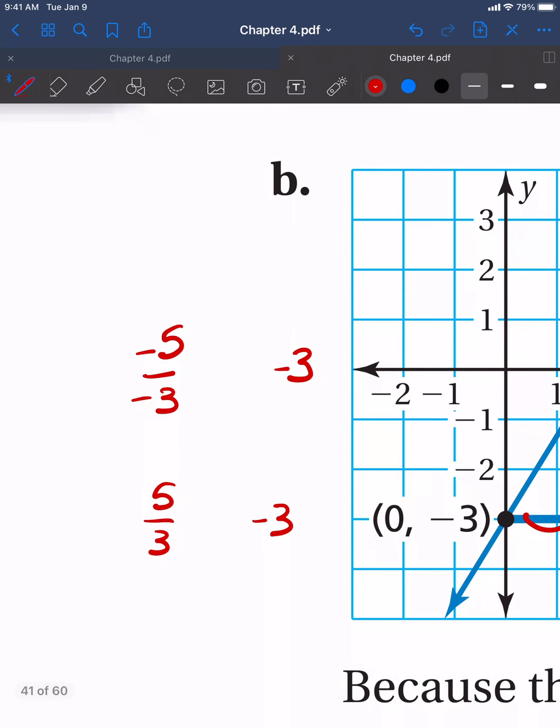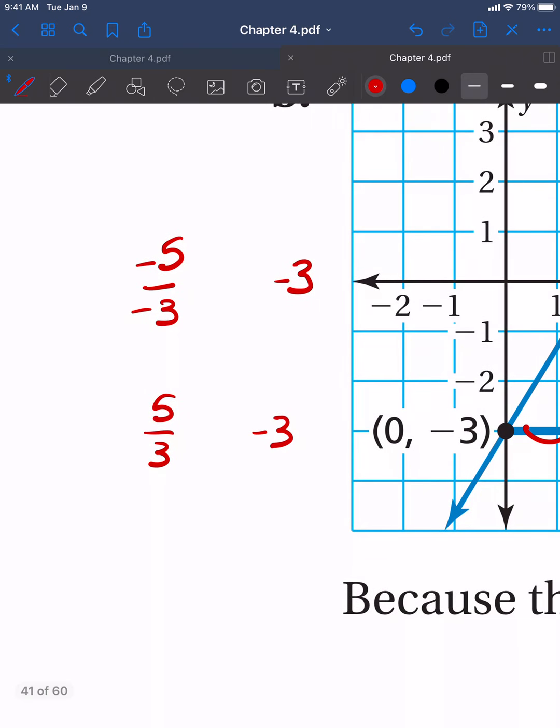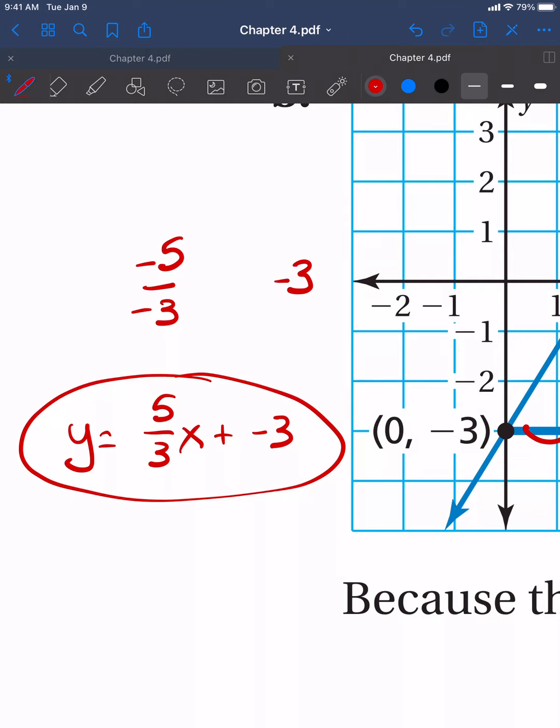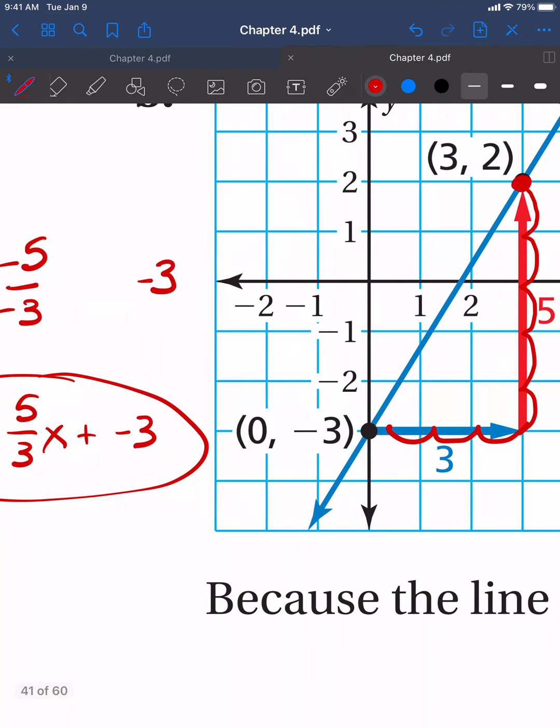How do I make this actually look like an equation now? I'm missing a whole bunch of good stuff. You do y equals 5 over 3x plus -3. Perfect. You're done. You did it. That is your equation. That's in slope-intercept form. Awesome job, you guys.